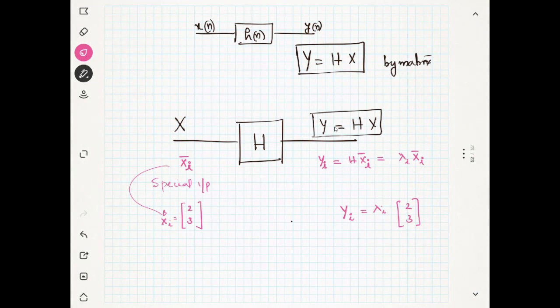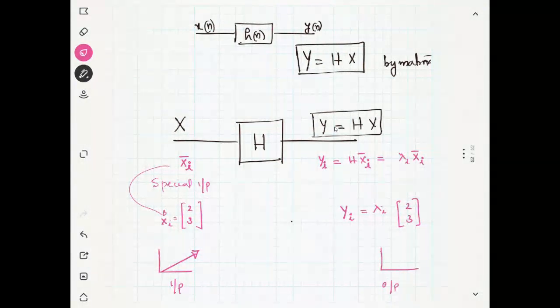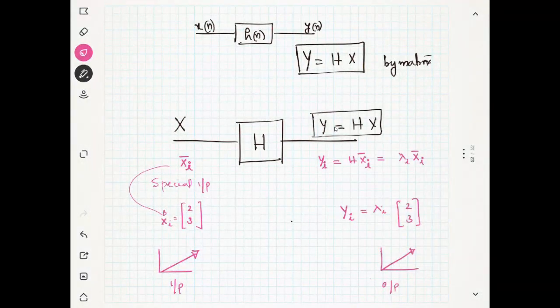That means if you have a vector like this, what will be the direction of the vector at the output? The direction is the same, only the magnitude changes. Suppose the input has a magnitude a, then the magnitude at the output will be lambda I into a. Do you agree with me? This is how it is transforming.